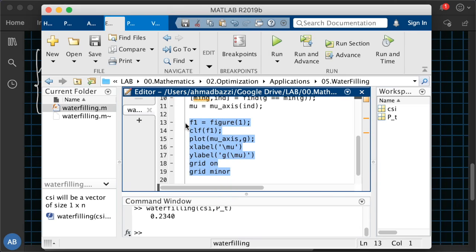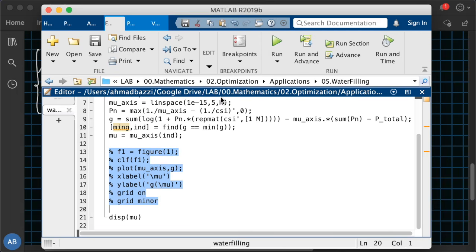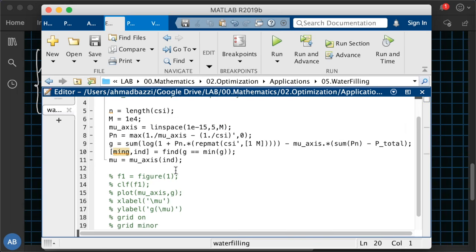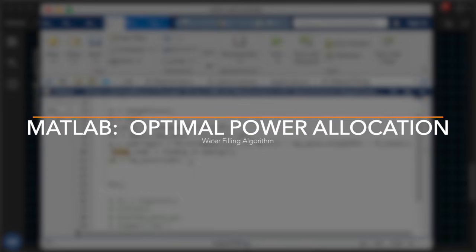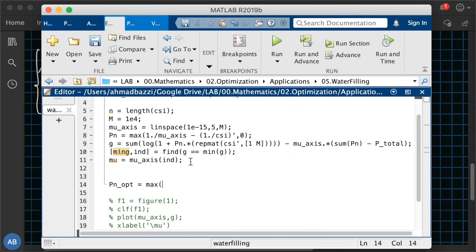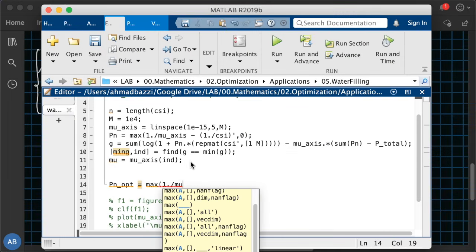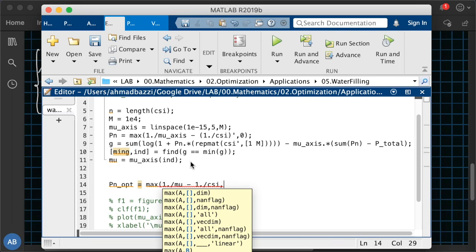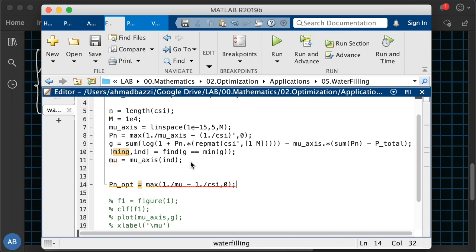Let me comment this off because we don't need it. Let me remove this. Let's continue with the flow. So we got the best mu. All I have to do right now is compute the optimal powers. So it's max of 1 over mu minus 1 over CSI, and that's it. Okay? So let's open a figure.